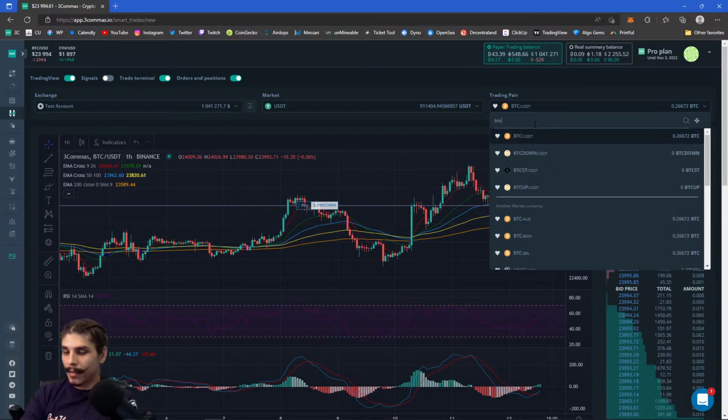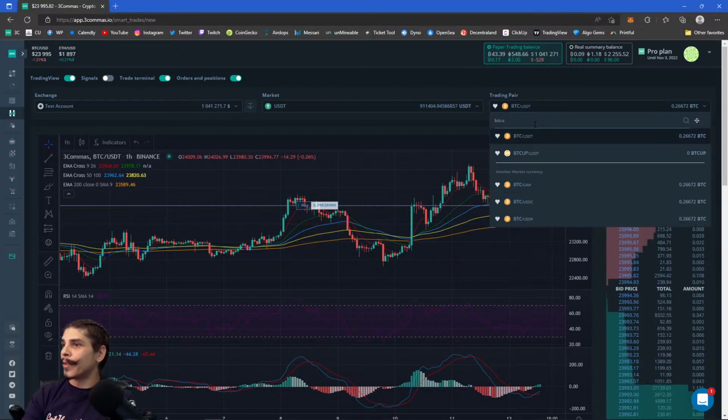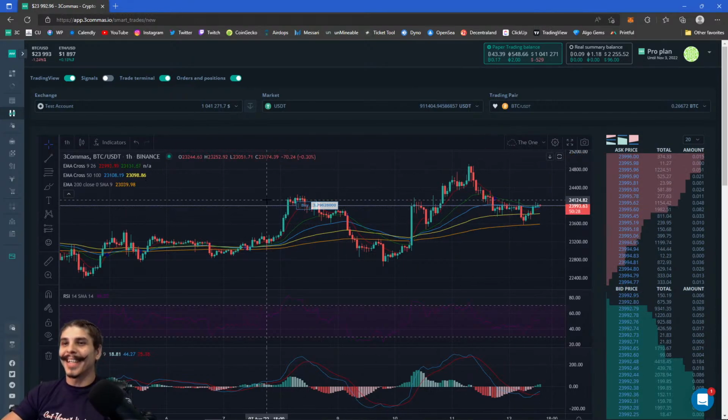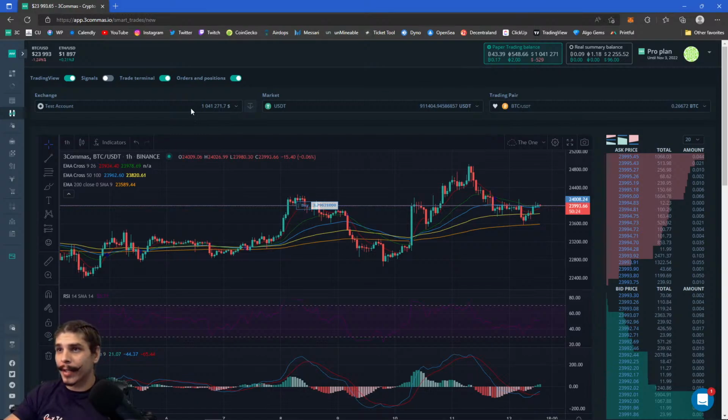All right. I guess I had to type in the whole symbol then. BTC USDT. So we're looking at that pair. Okay, cool. Now we've decided what exchange we're trading on, what market we're trading, and the pair we're trading.